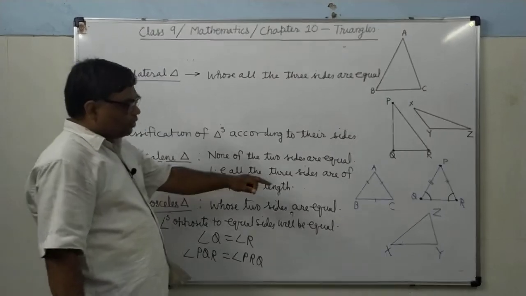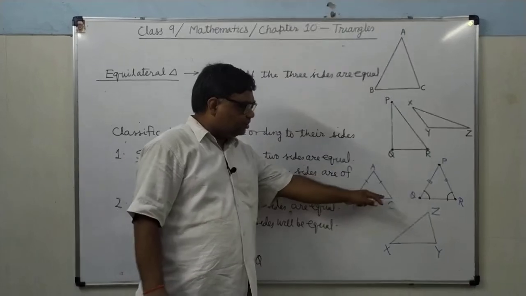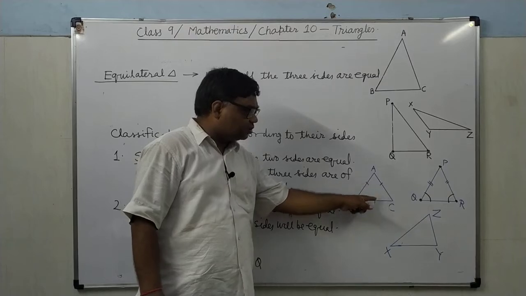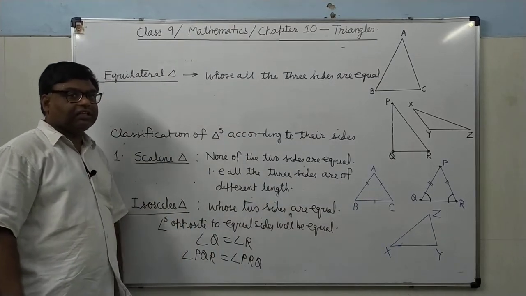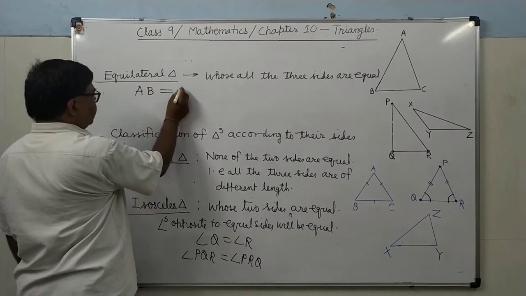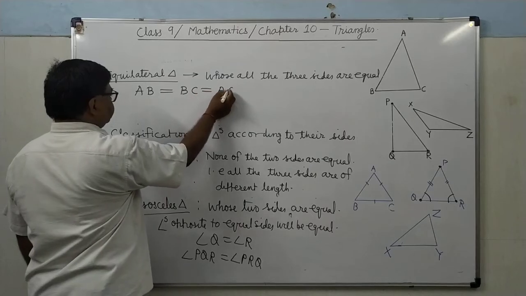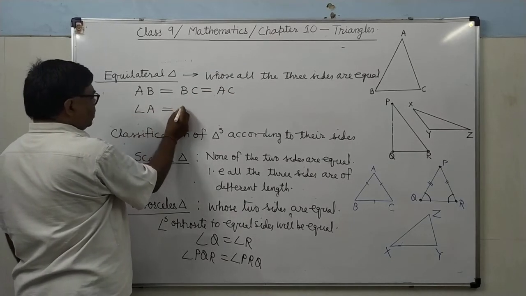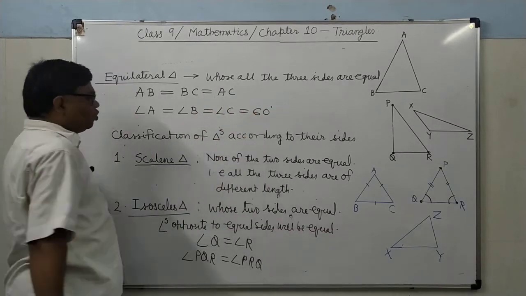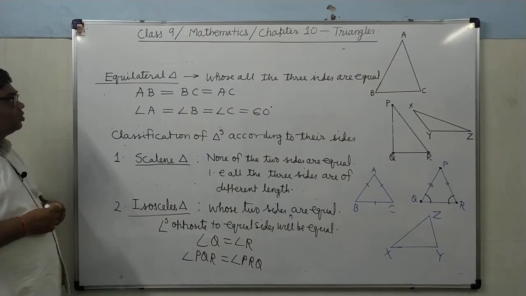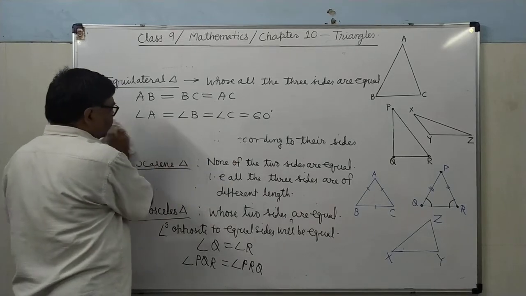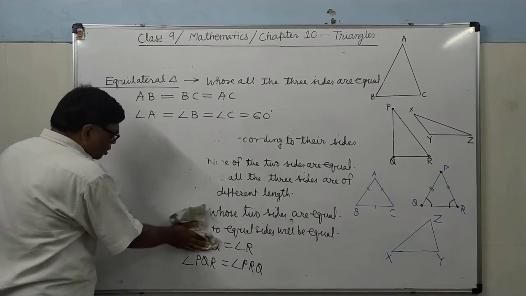For example, you can see here triangle ABC. Here all the 3 sides are equal. Here these signs are showing that the length of all the 3 sides are same. AB, BC and AC are of equal length. AB equals BC equals AC. Therefore angle A equals angle B equals angle C. Each angle will be equal to 60 degrees. It is clear? So this is the equilateral triangle. Now this is the classification of triangles according to their sides.